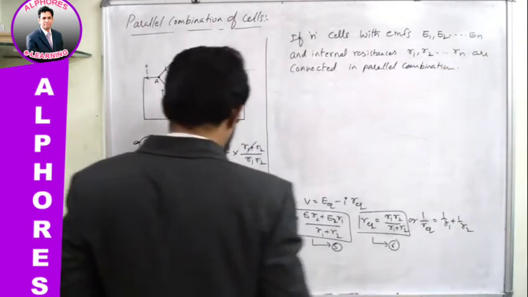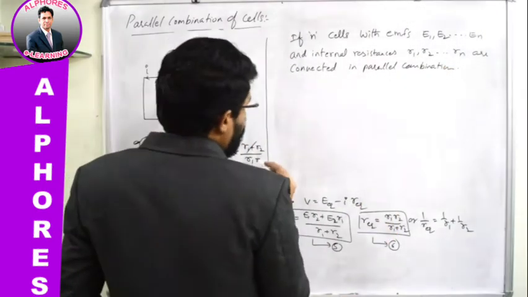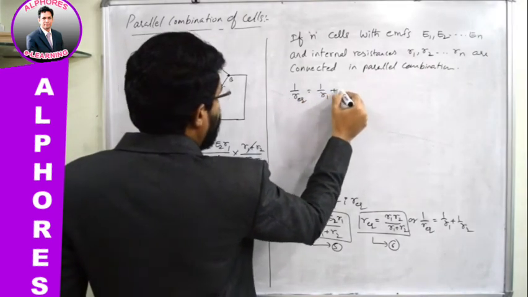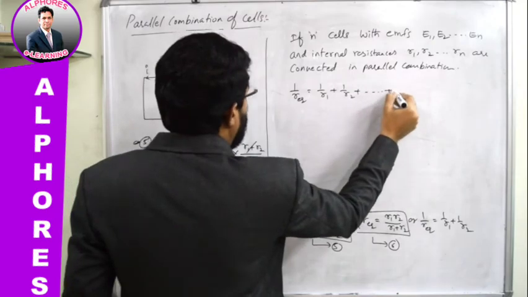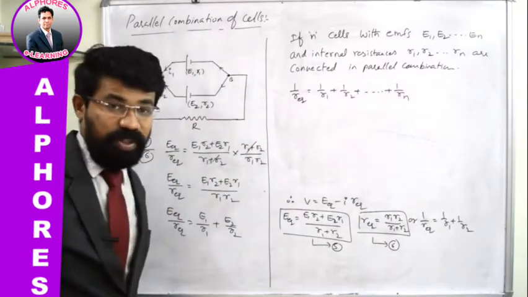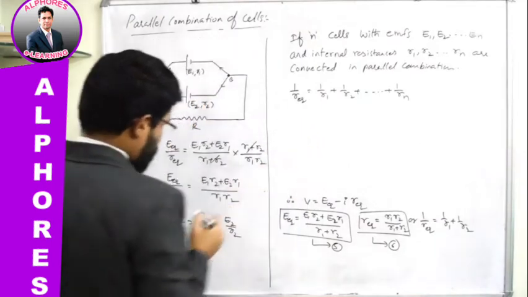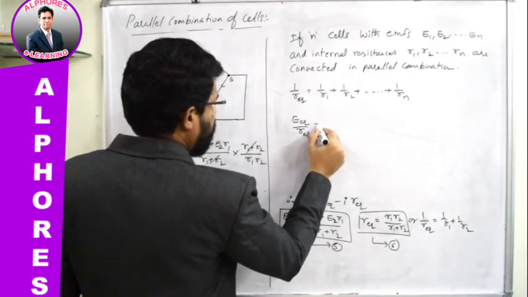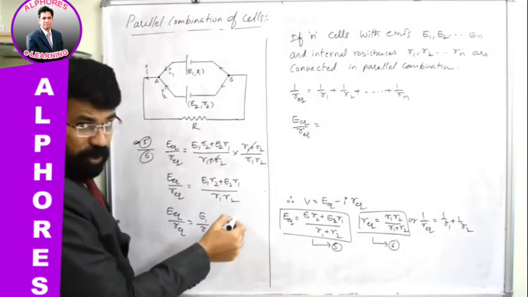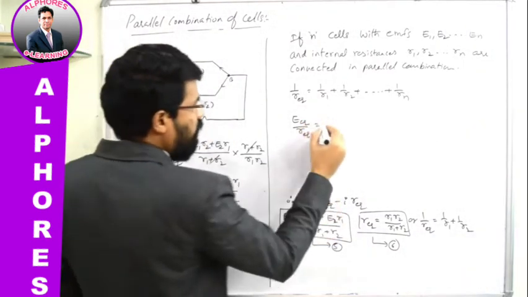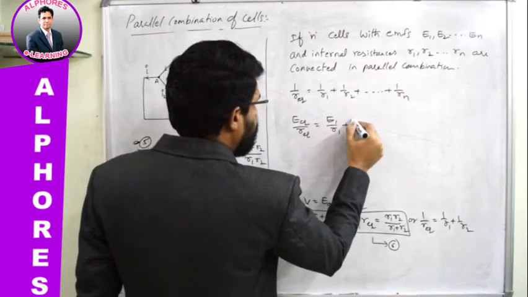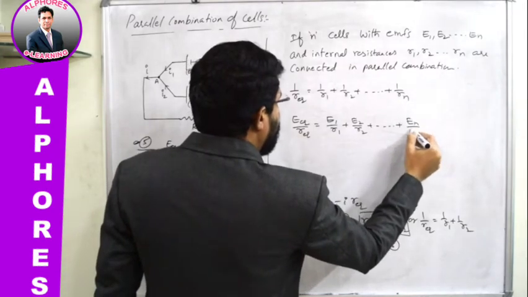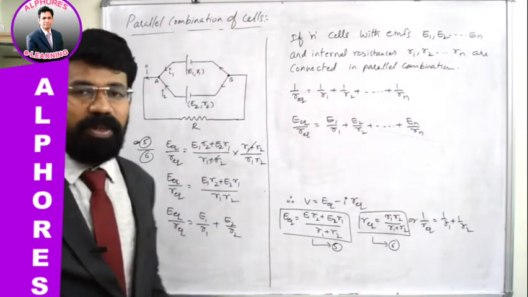If this is the situation, what can you write for effective internal resistance? 1 by R equivalent will be 1 by R1 plus 1 by R2 plus so on, 1 by Rn. That's what you can write. And what about the equivalent EMF equation? E equivalent by R equivalent can be written as E1 by R1 plus E2 by R2 plus and so on, En by Rn. So, that is how you can handle it if n number of cells are taken.